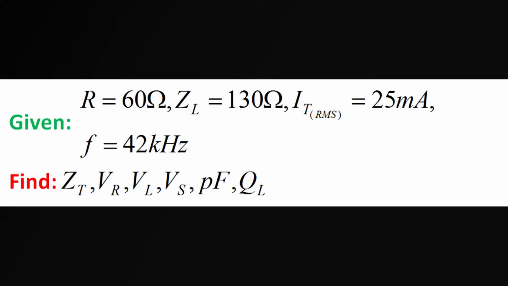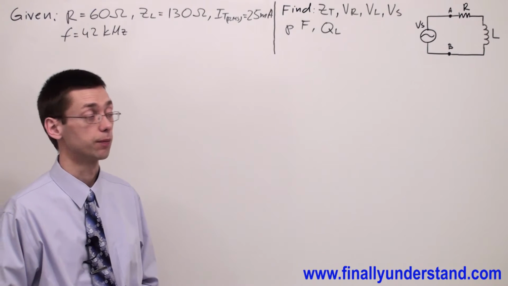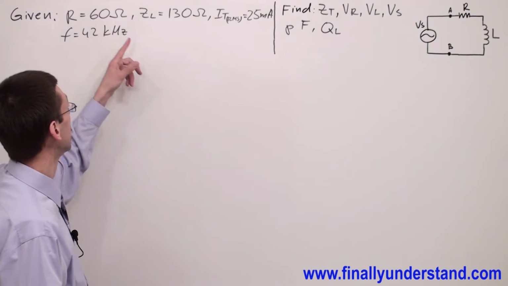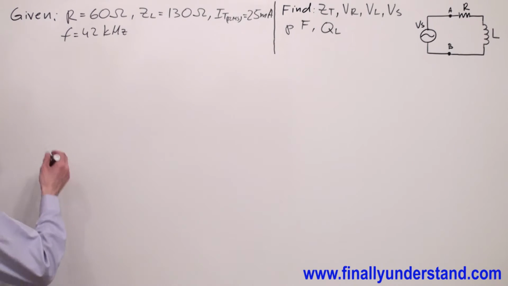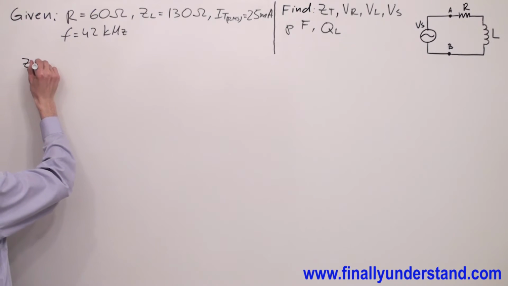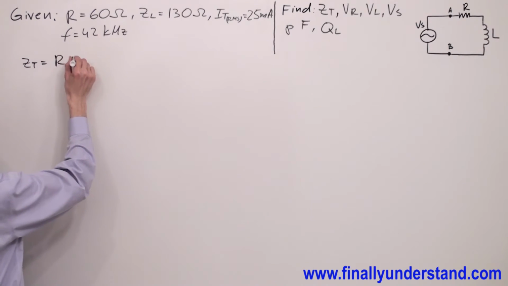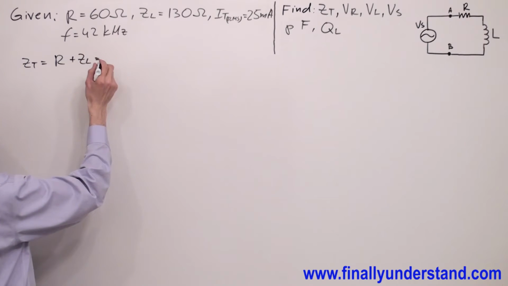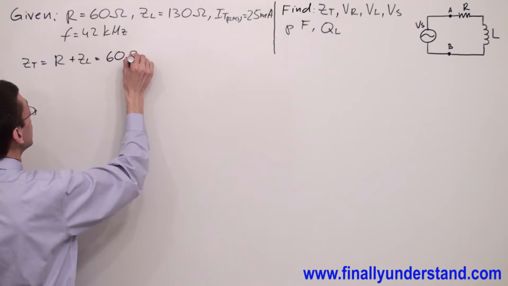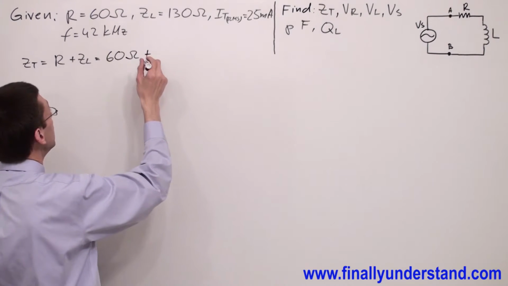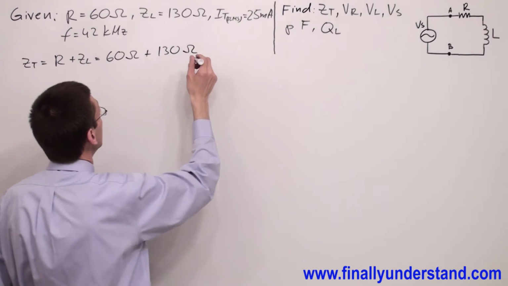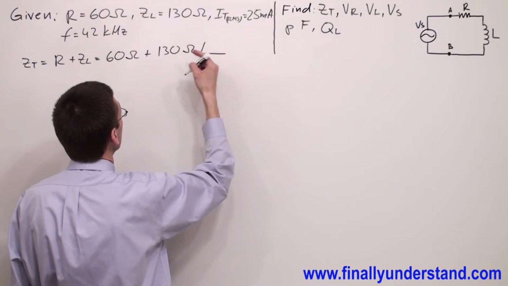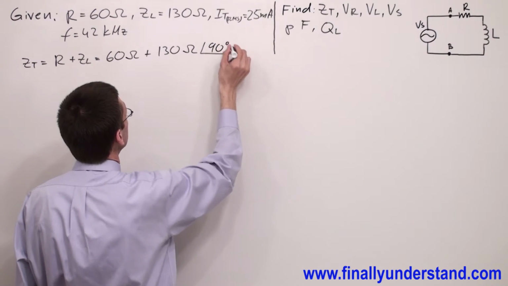We have another example on the board. I'm going to start solving this problem from finding Z total. Please notice that we have given resistance and impedance of the inductor. And because this is a series circuit, we're supposed to add them up. So Z total is equal to resistance plus ZL. Resistance is equal to 60 ohms plus impedance of the inductor 130 ohms, and do not forget about the angle. ZL is always with angle 90 degrees.